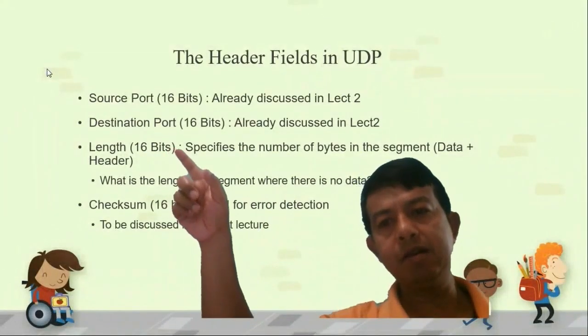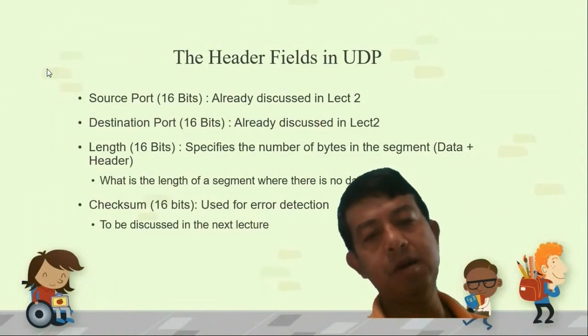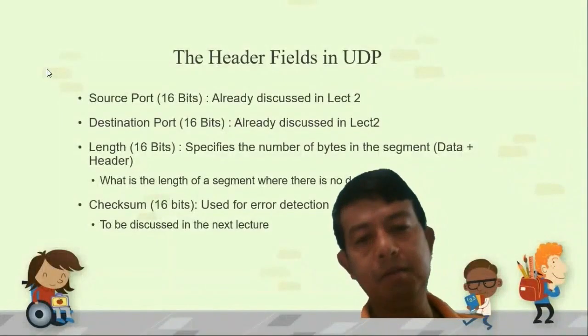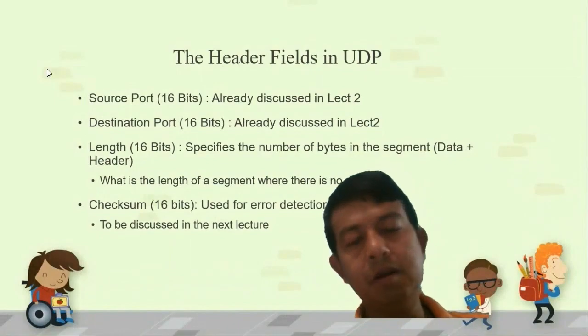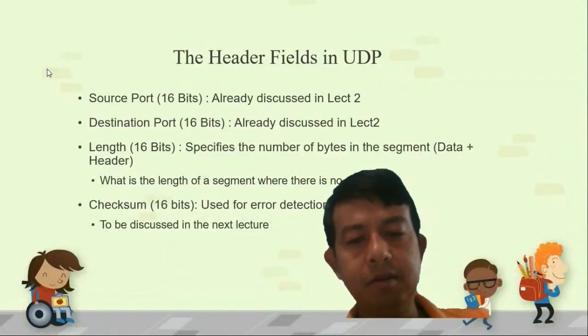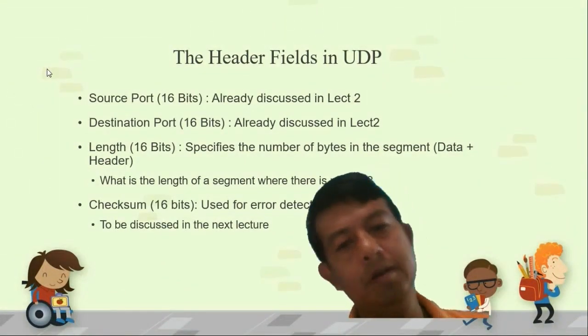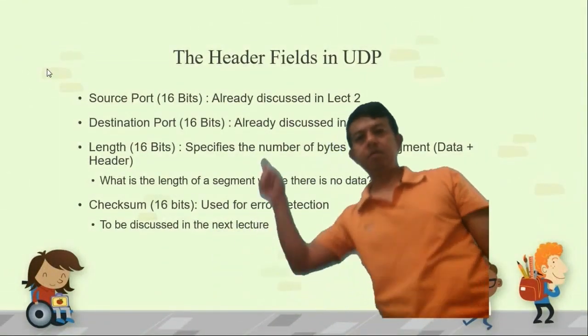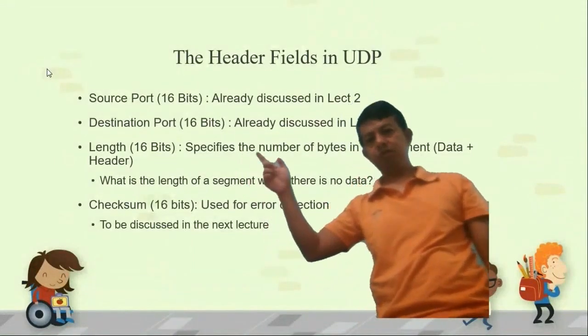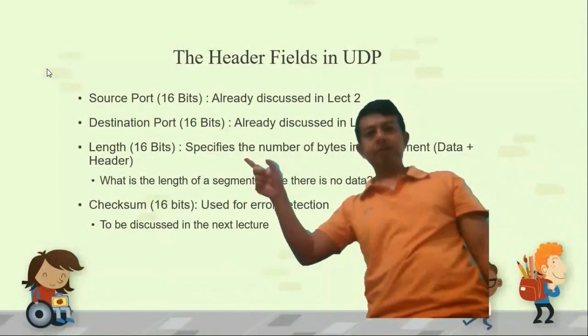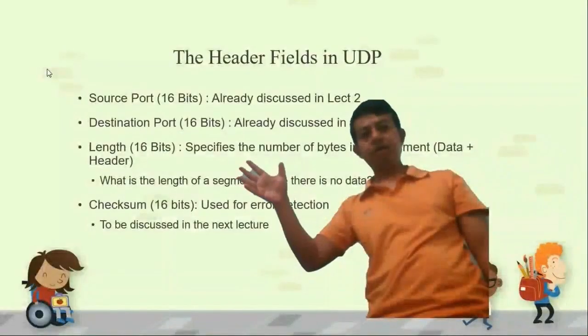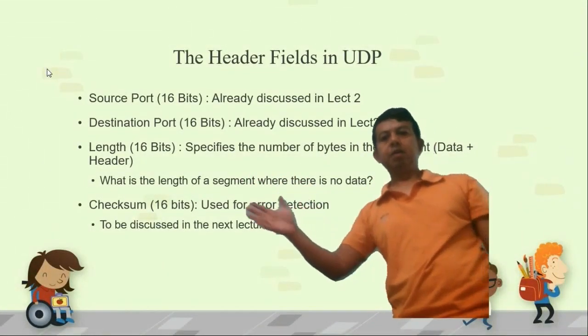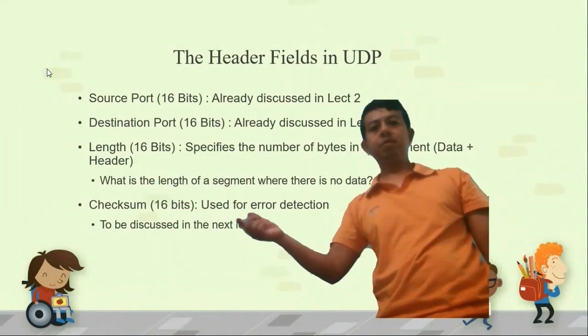So length, a 16-bit field, specifies the number of bytes in the segment, whatever the segment size is, both the data part as well as the header part. And the final 16 bits checksum, this is used for error detection. This we'll discuss in the next lecture, how checksum is calculated. So these are 4 header fields: source port, destination port. These 2 are used for multiplexing and demultiplexing. Length is used to indicate the size of the UDP segment, and checksum is used for error detection. This we will discuss in the subsequent lecture.